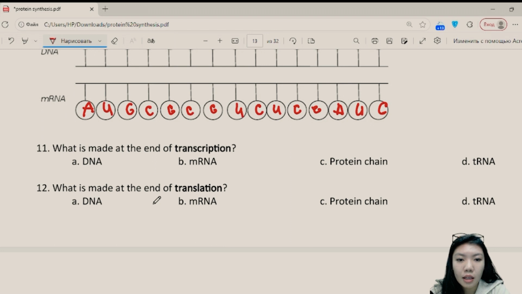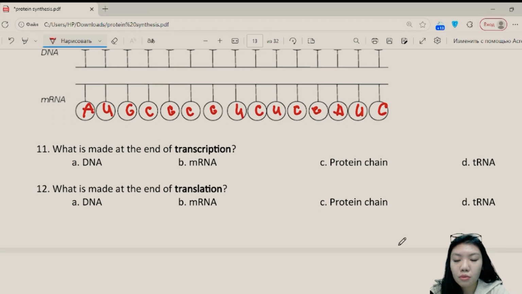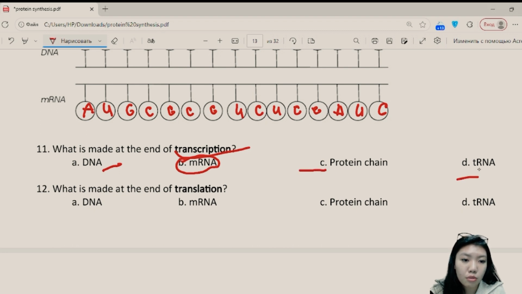Okay, here we have two questions. The first one is, what is made at the end of transcription? We said that DNA is copied into mRNA, so the answer will be mRNA. DNA is not the answer. Protein chain is not the answer. And tRNA is not the answer.